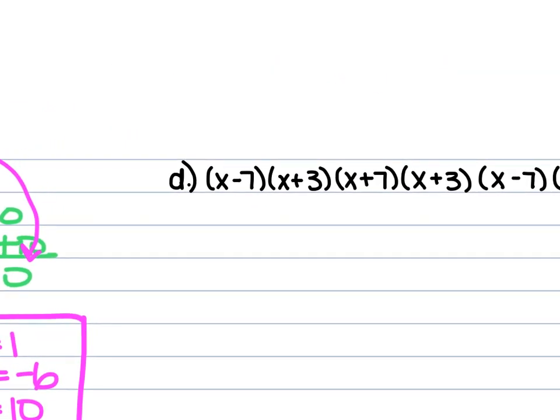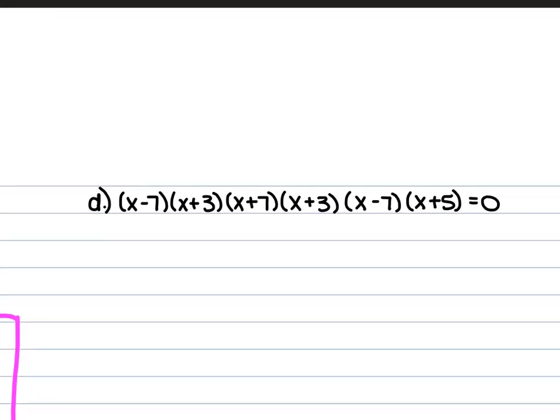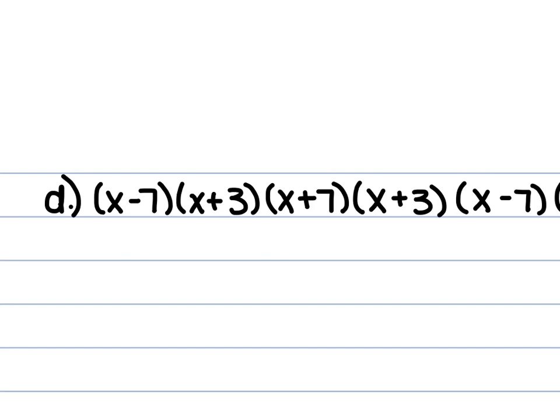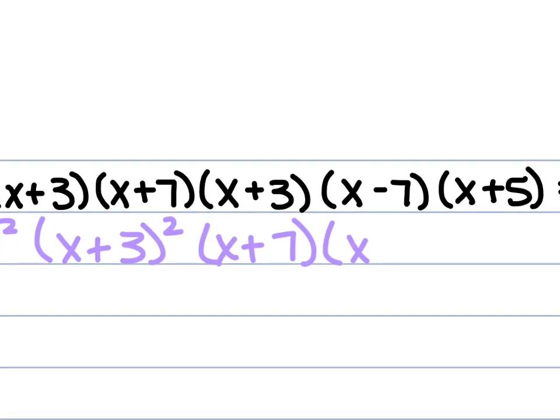For our next example, D, we have x minus 7 times x plus 3 times x plus 7 times x plus 3 times x minus 7 times x plus 5 is equal to 0. So we could rewrite this. How many x minus 7s do you have? You have 2. So that's going to be raised to the 2nd power. How many x plus 3s do you have? 2. So that's going to be raised to the 2nd power. And then you have the x plus 7 and the x plus 5.